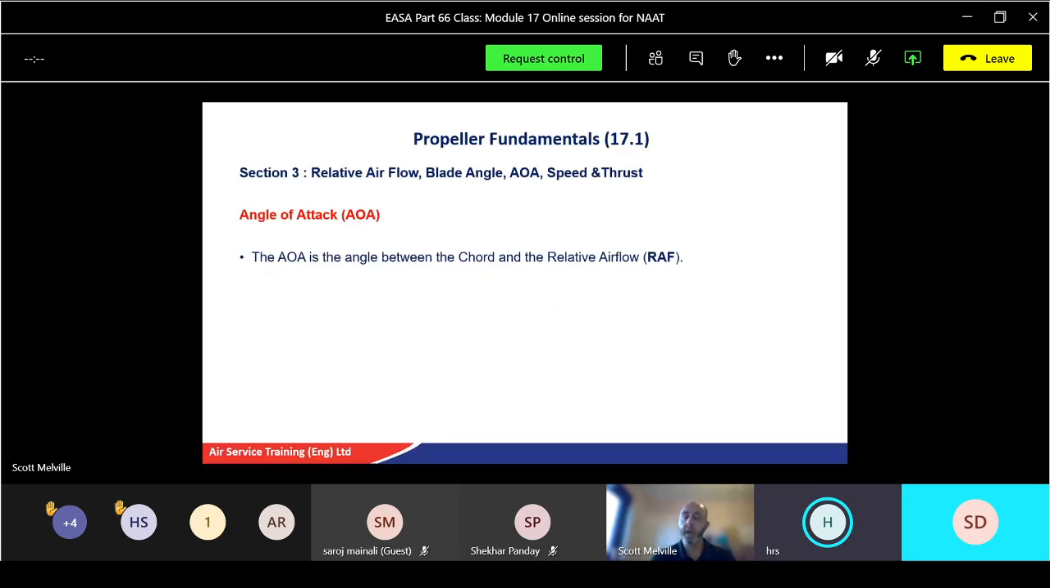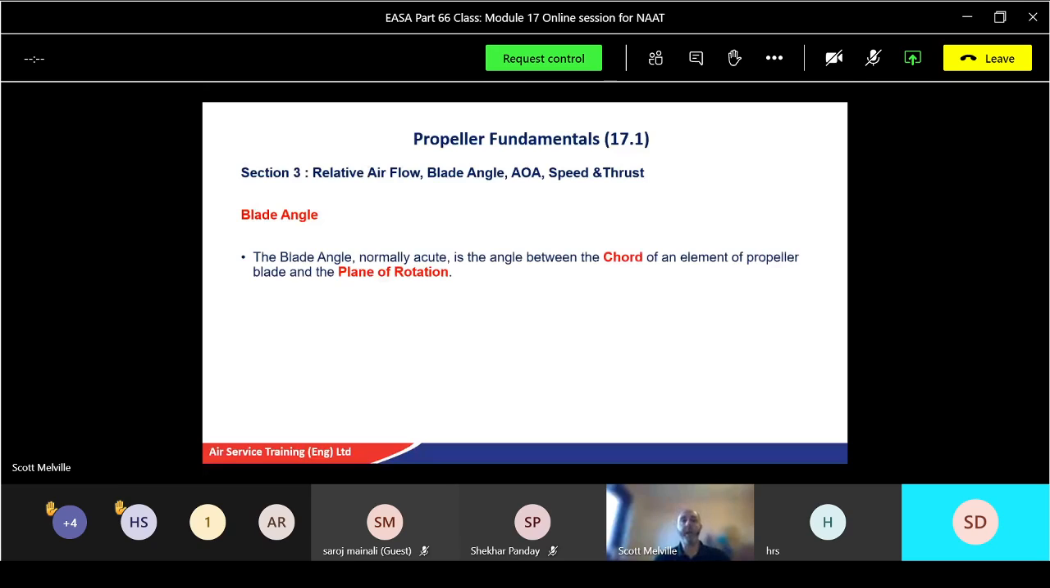Angle of attack mentioned already. Again, angle of attack is the chord to relative airflow, like you saw in the previous diagram. So just a slight recap there. Now your blade angle is normally acute, in other words less than 90 degrees, between the chord of an element of a propeller blade and the plane of rotation. I've got a diagram coming up, so it makes all sense of this.